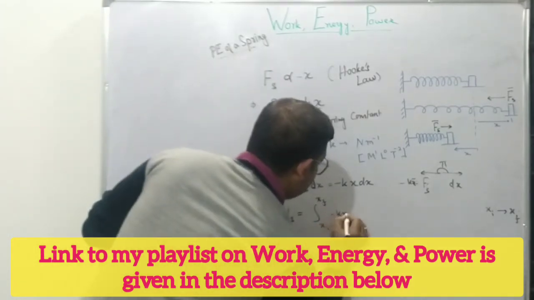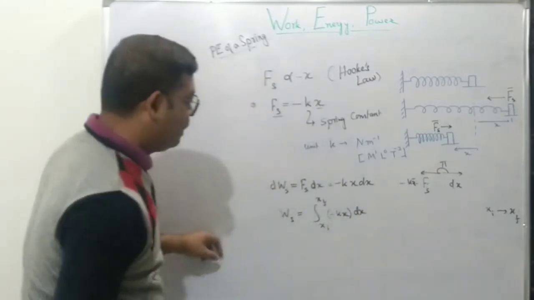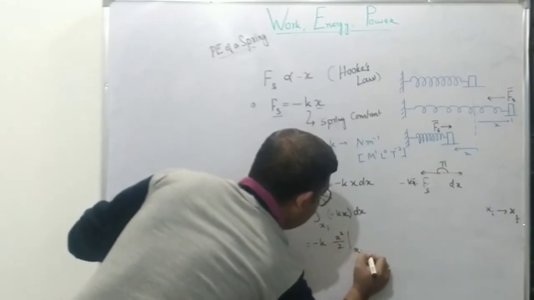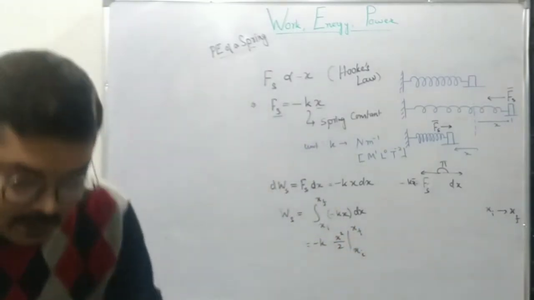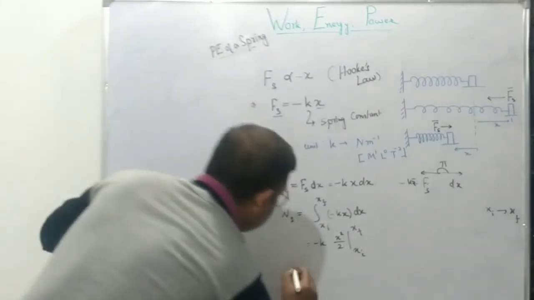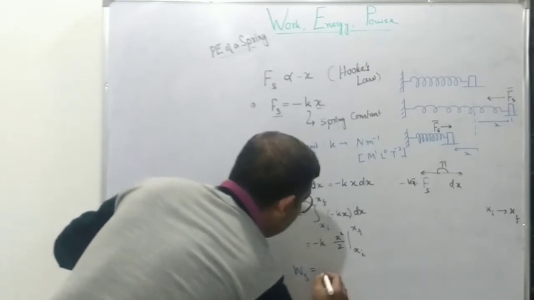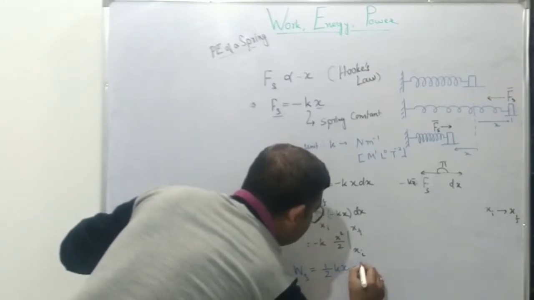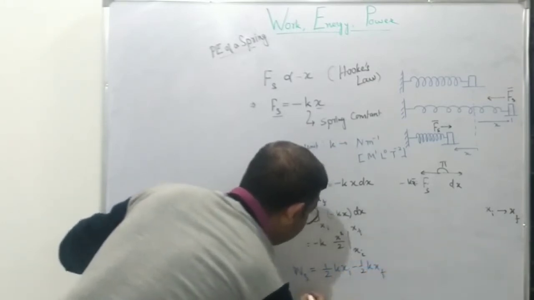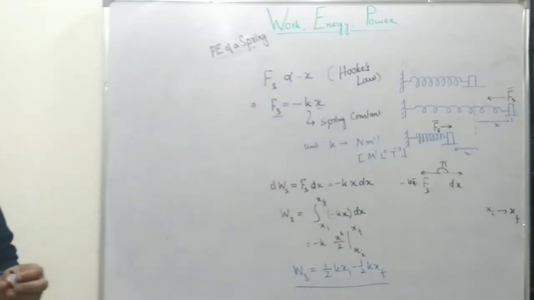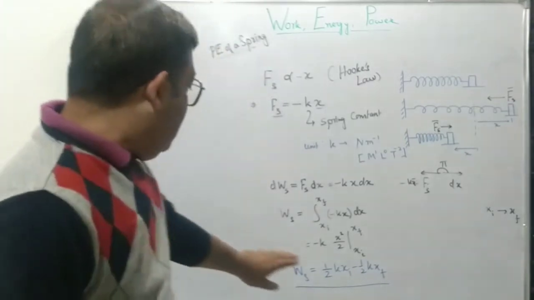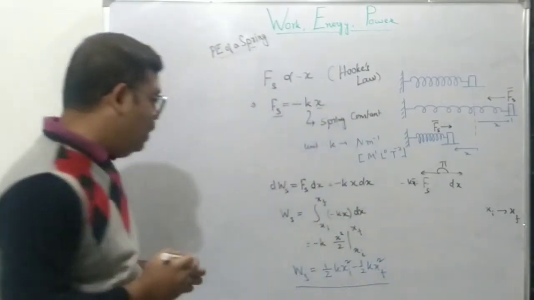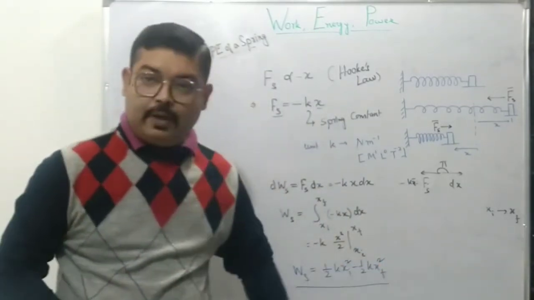Ws is equal to the integral of minus kx dx, or we can say minus k x square by 2 from xi to xf, which will give us that the work done by the spring force is Ws equal to half k xi square minus half k xf square, the final position, right?